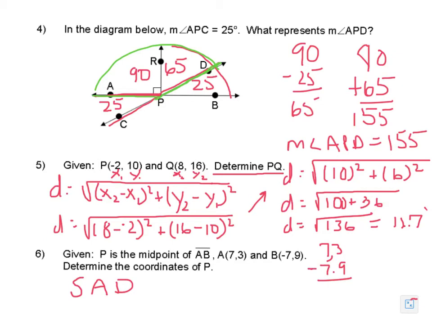7 plus negative 7 is 0. 3 plus 9 is 12. I'm going to divide this all by 2. 0 divided by 2 is 0. 12 divided by 2 is 6. So our midpoint of AB is 0, 6.